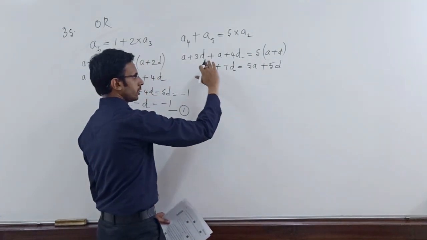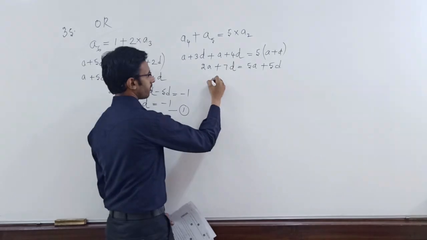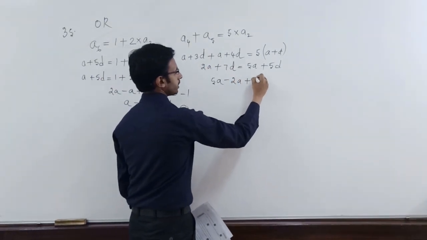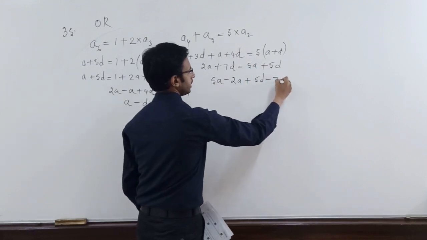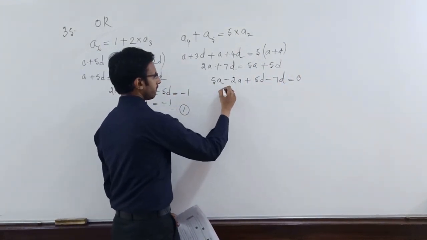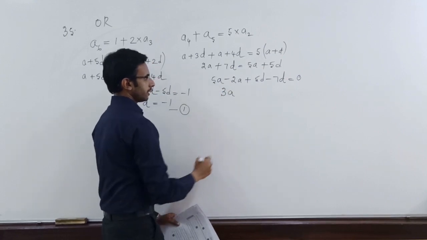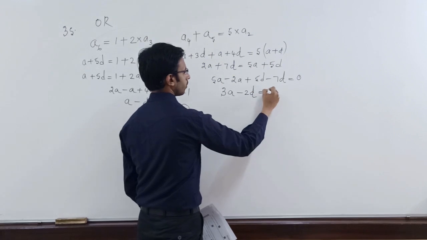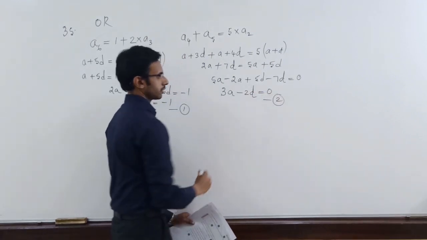Transposing both the quantities to the other side, 5a will stay here, plus 2a shifted, minus 2a, plus 5d minus 7d is equal to 0, since nothing is left. 2a subtracted from 5a gives 3a. 5d minus 7d is minus 2d, equal to 0. This is your second equation.